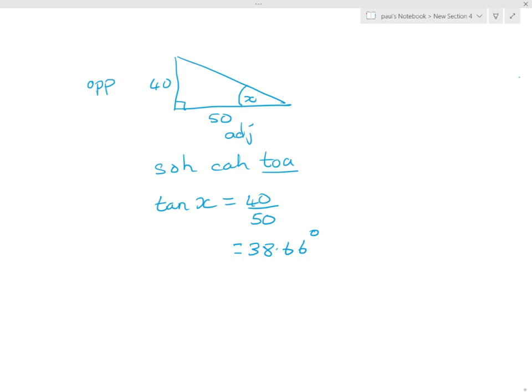Okay, so that's 2D. Oh, no, it's not 2D, is it? It is 2D, but it's not 2D trigonometry. 3D trigonometry, that would be complicated.